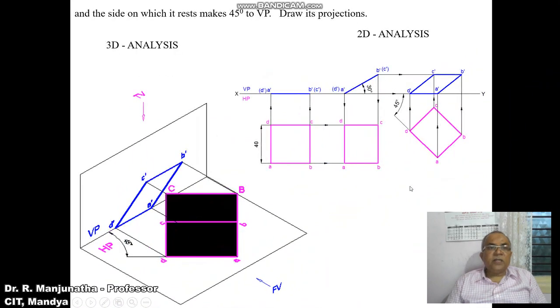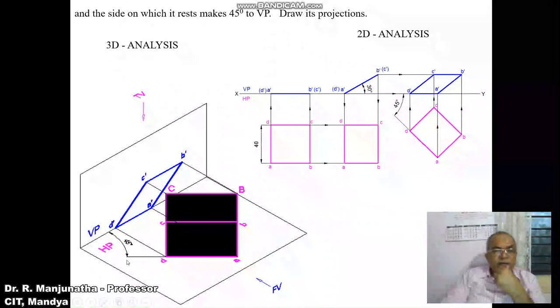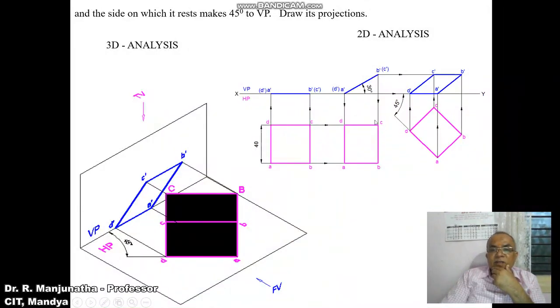Then in the next position, the side on which it rests makes 45 degrees to VP, which is the side resting on HP. The side which is resting on HP is A dash D dash. That is parallel to HP, so we are getting the true length in HP. The inclination made by that side, 45 degrees to VP, is the true inclination. So on the true inclination line, we have to have the true length. That is the reason why the second position top view is rotated by an angle of 45 degrees directly. So we are redrawing the second position top view by rotating it by 45 degrees, and then we are drawing the corresponding front view.